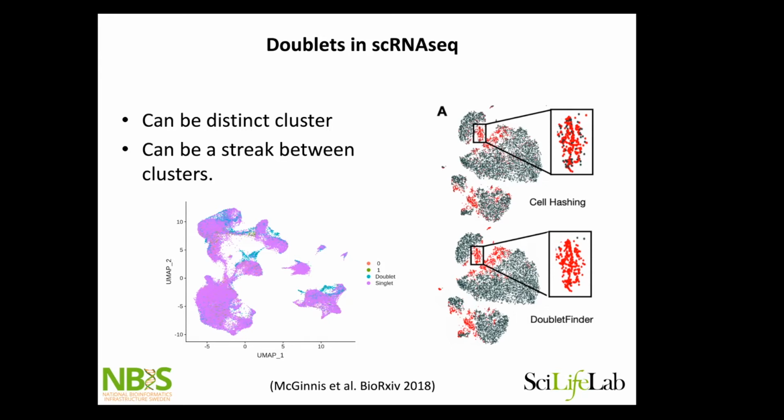So it's also a recommendation, I would say, that if your aim with your experiment is trajectory analysis, do not overload when you run 10x, because doublets are much more detrimental in that kind of analysis.